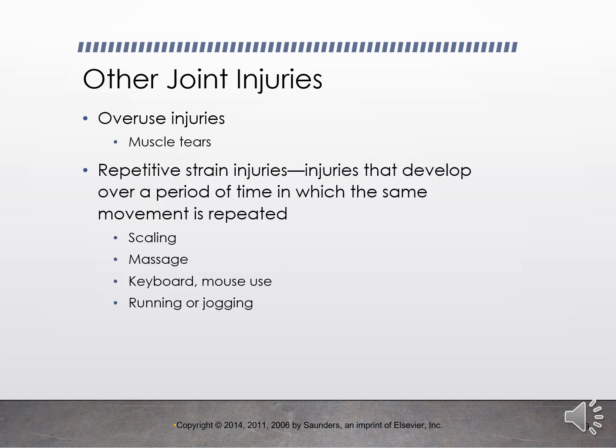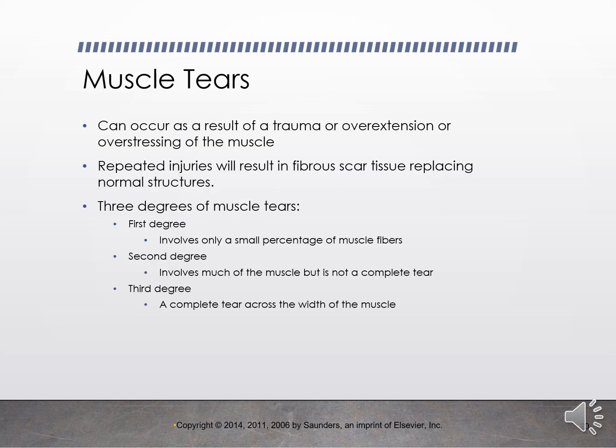Some other joint injuries are overuse injuries like muscle tears, repetitive strain injuries that happen from repeating the same movement over time. These can happen as a result of trauma or overextension or overstressing of the muscle. Repeated injuries will result in fibrous scar tissue replacing the normal structures.